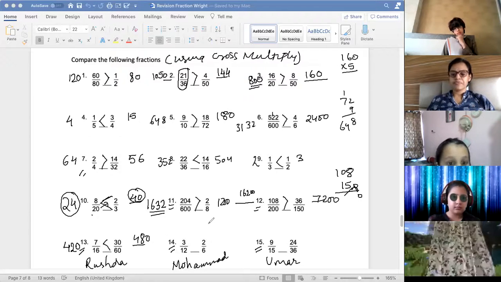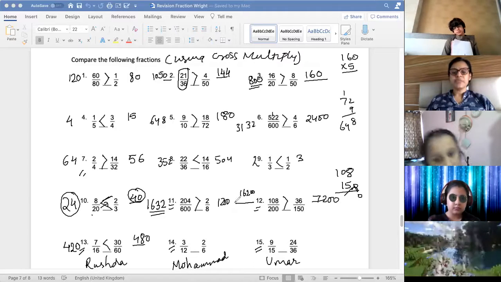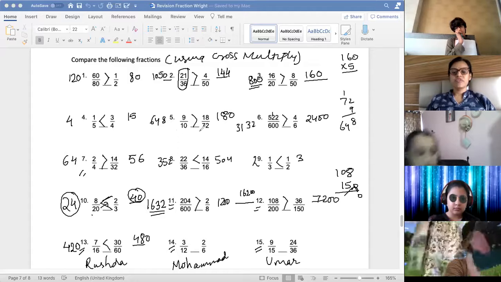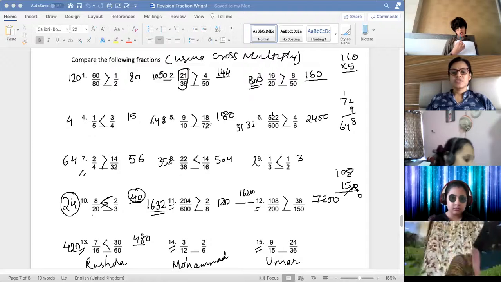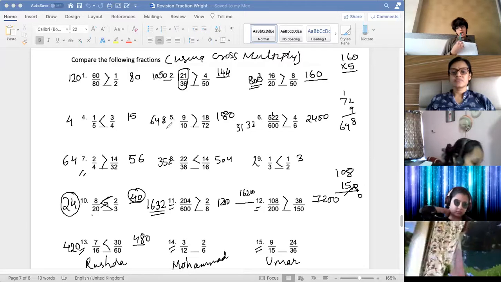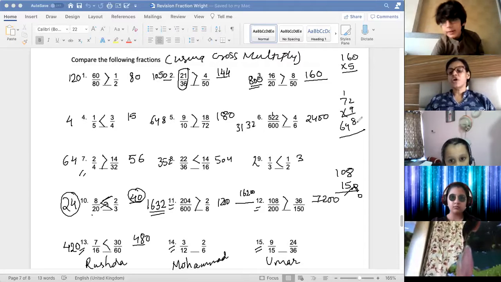Yes, the fifth one. Tell me what was the fifth one, this one. 9 multiplied by 72 is 678? 648 or 678? 648. See, I have multiplied over here. Check it. Check your tables.